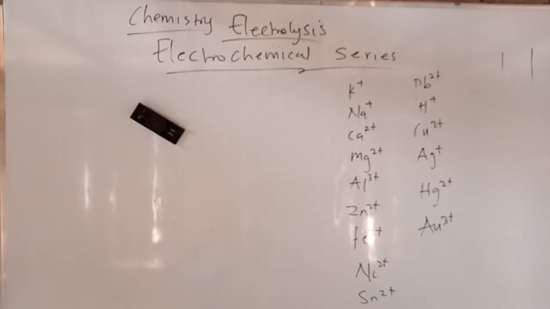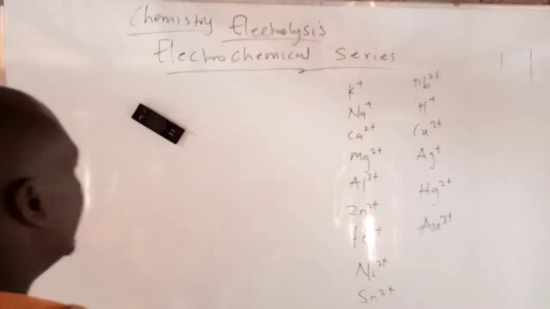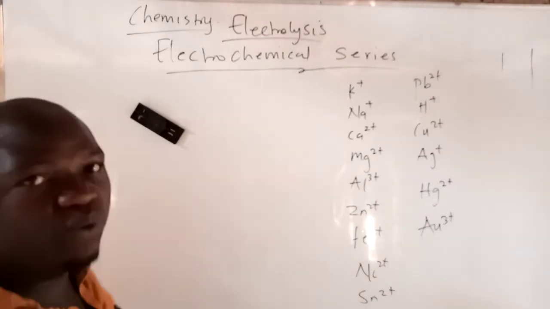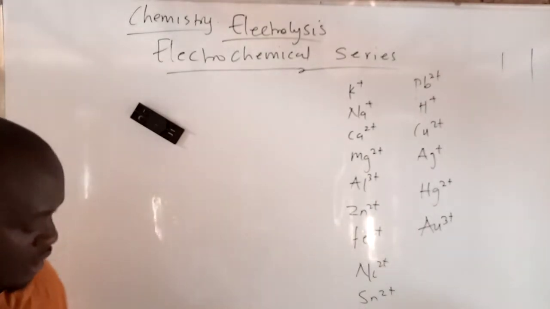This is part 2 of the video. Part 1 has already been released, where I talked about electrolysis and what it means for the electrochemical series. We talked about the cation and the anion. Now, under this channel, we don't like wasting time. We go straight to the point.